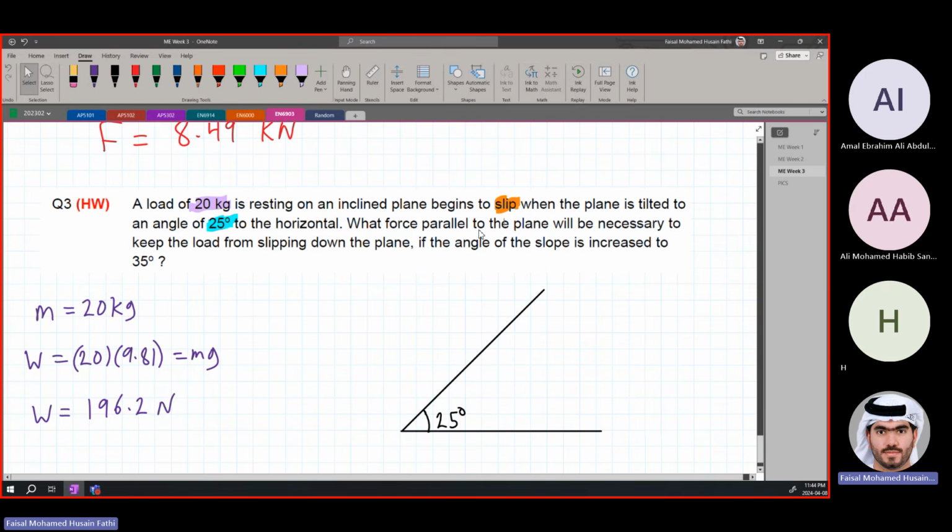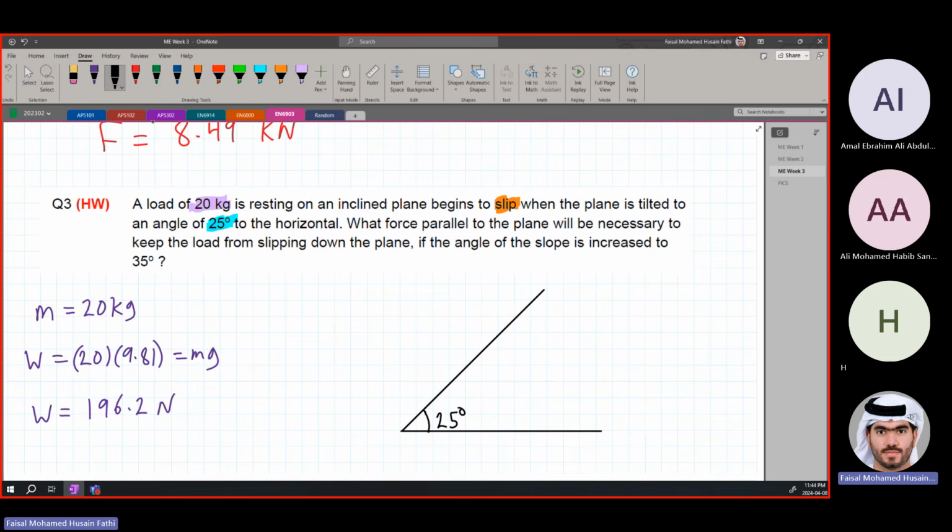Now, what force parallel to the plane will be necessary to keep the load from slipping down the plane? So we have exactly the exact same question. Nothing has changed.